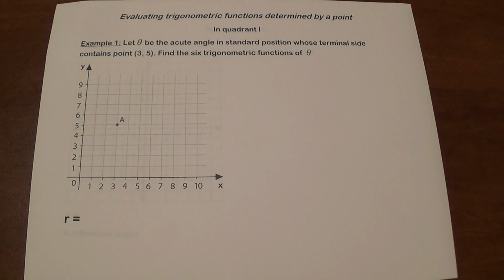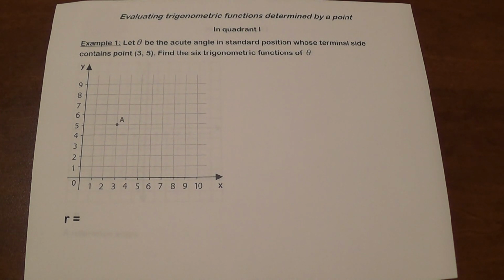Hi, in this video we're going to talk about how to evaluate trigonometric functions that are determined by a point on their terminal side. So we're going to be given a point. That point lies on the terminal side of an angle, and we want to evaluate all 6 trigonometric functions. Let's start with an easy case, which is when we have a point in quadrant 1.